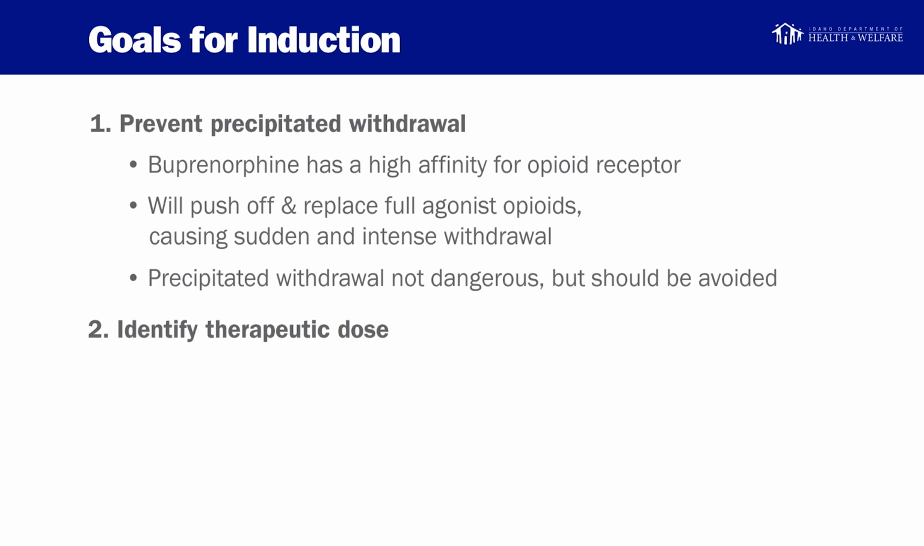And then again, that therapeutic dose. Because buprenorphine is a partial agonist, even if somebody was getting prescribed opioids, you cannot convert the morphine equivalents in the same way that you could between two full agonist opioids. So you just don't know what those are going to need. So that's why we have to do this induction.